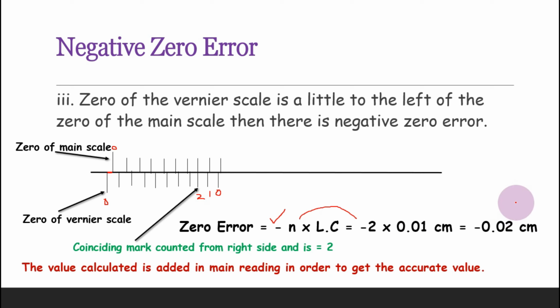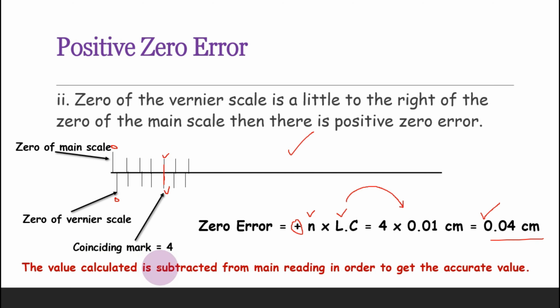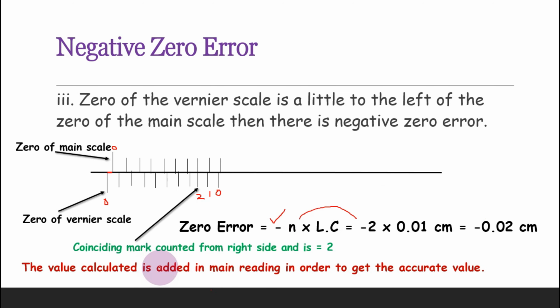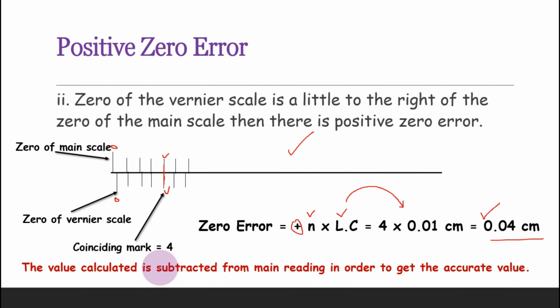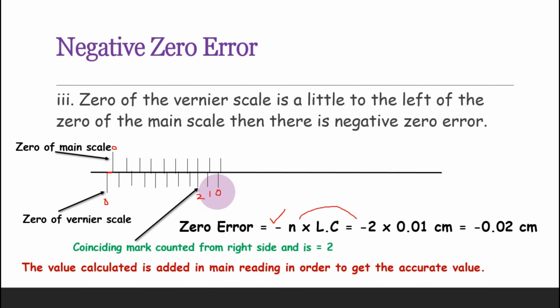And this negative zero error is added to the main reading in the end. So the positive zero error is subtracted while the negative zero error is added. And remember the difference: here we measure the coinciding digit from this side, while here we measure the coinciding digit from that side. So there is a difference in both.